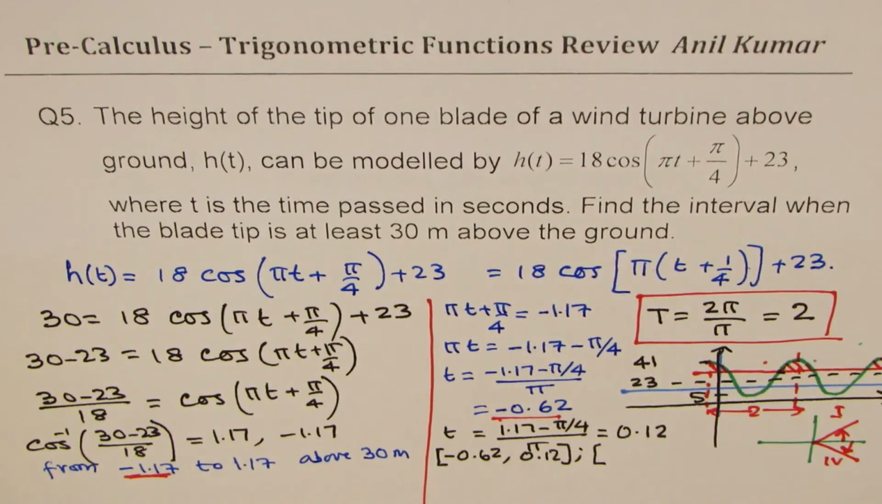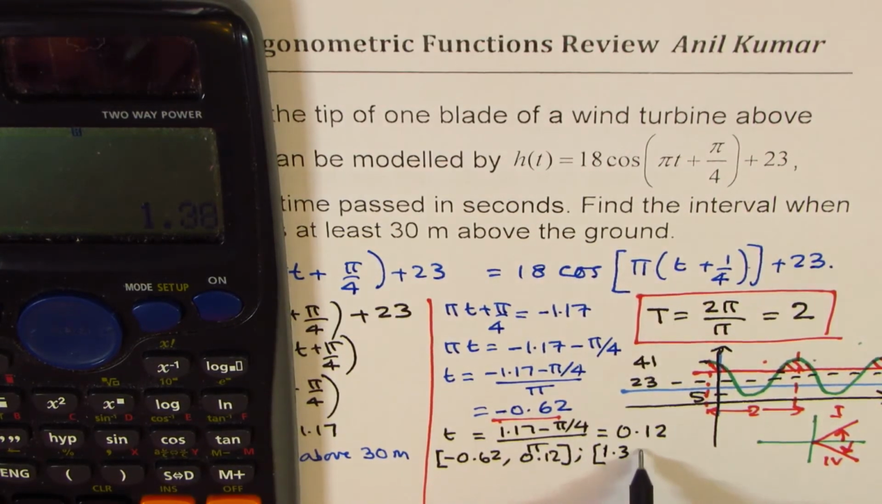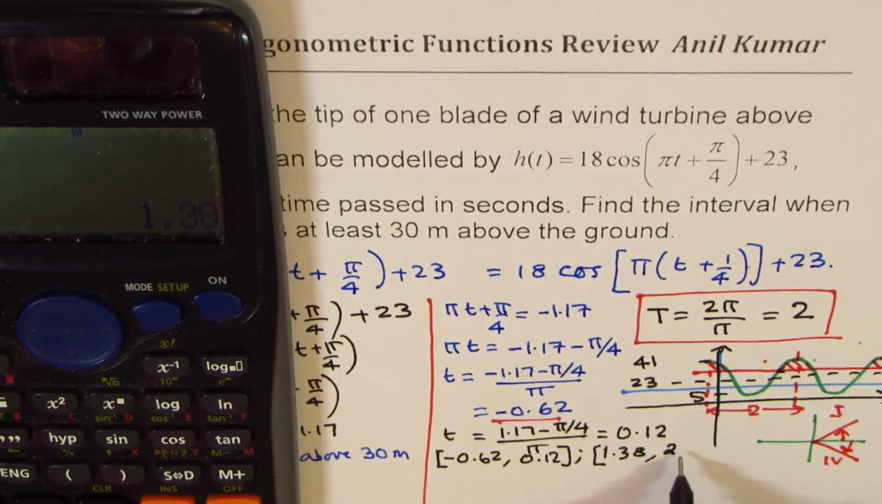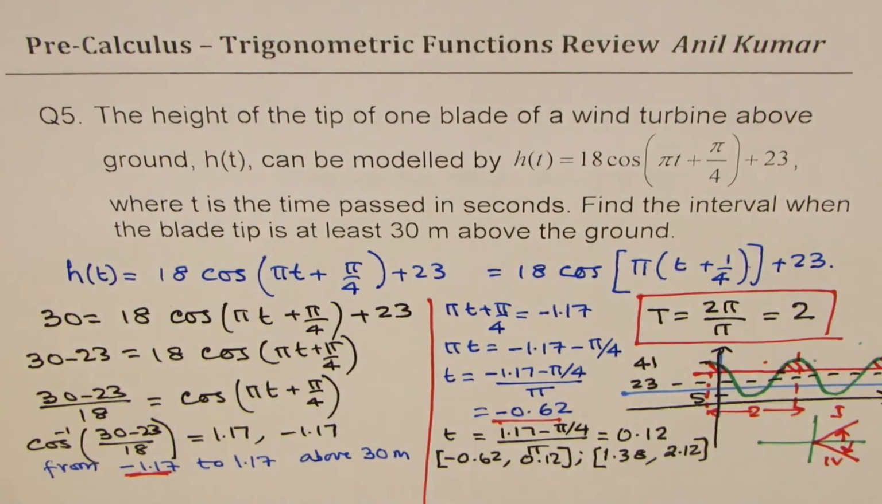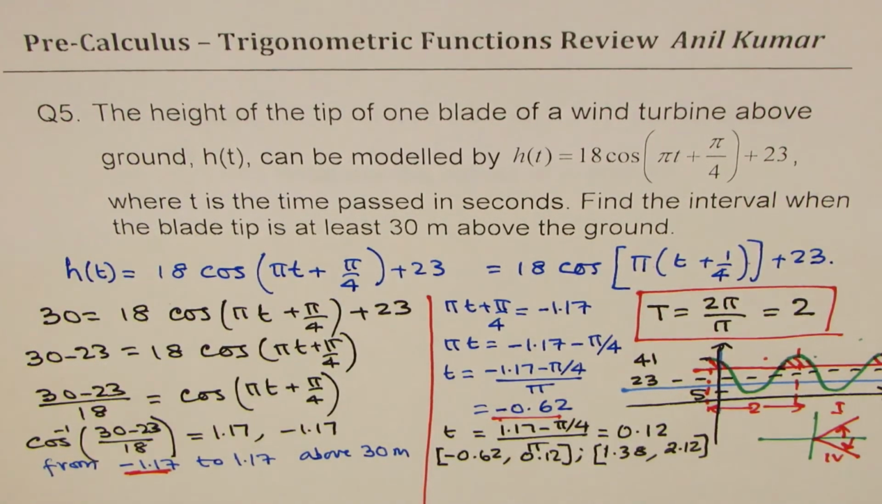So adding 2 means what? So we do 2 minus 0.62 equals 1.38. So we get 1.38 to 2.12. Do you see that? So all are in radians. So this portion here will be from 1.38, whatever, you can round it, to 2.12. So I've just approximated these values. So if you want an exact answer, you should go to 4 decimal places. Anyway, approximately 1.38 to 2.12 is this interval.